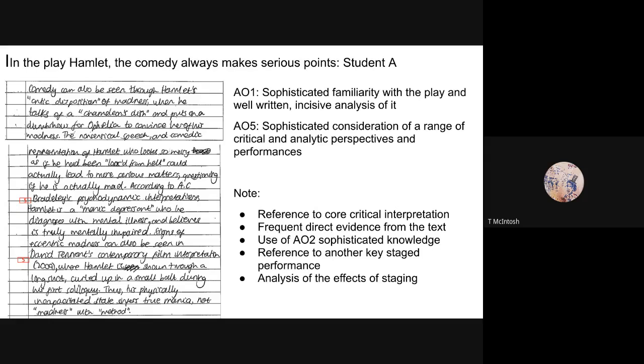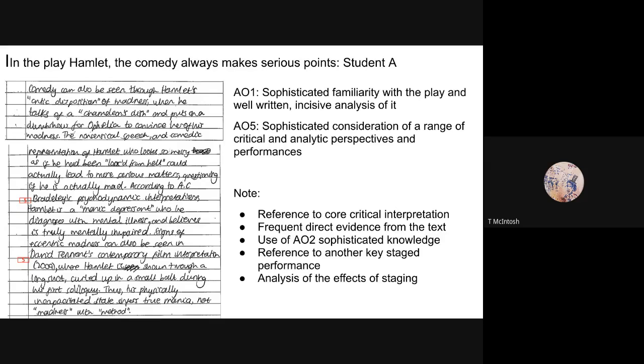According to A.C. Bradley's psychodynamic interpretations, Hamlet is a manic depressant who he diagnoses with mental illness and believes is truly mentally impaired. Signs of eccentric madness can also be seen in David Tennant's contemporary film interpretation, 2009, where Hamlet is shown through a long shot curled up in a small ball during his first soliloquy. Thus, his physically incapacitated state implies true mania, not madness with method.